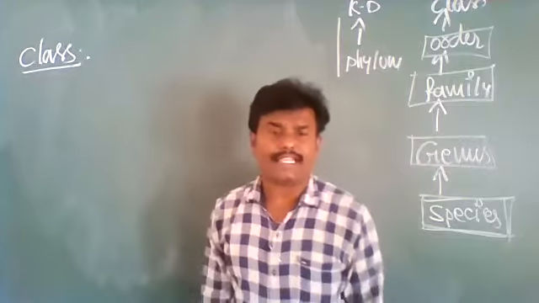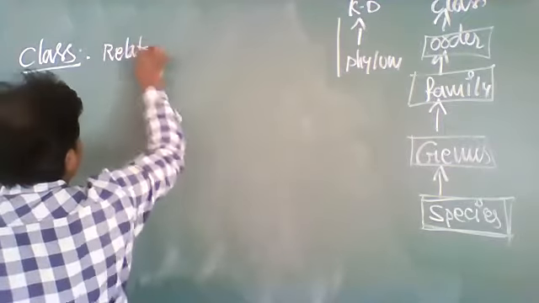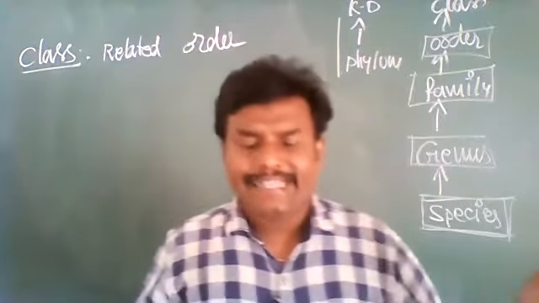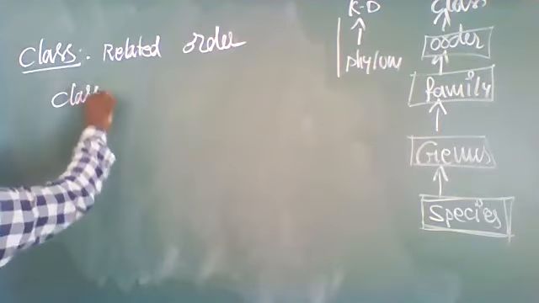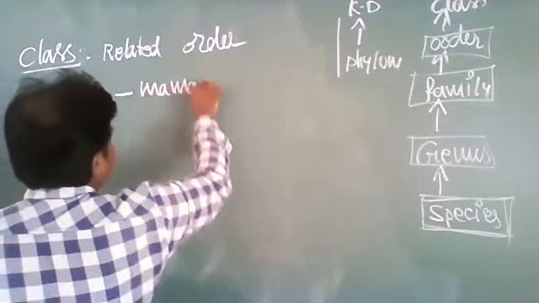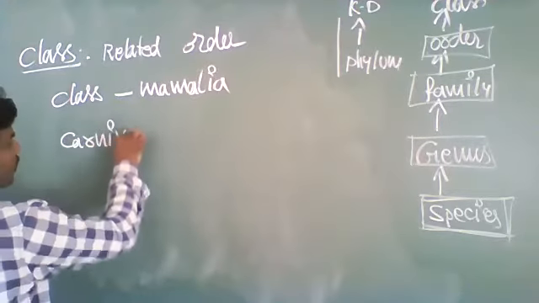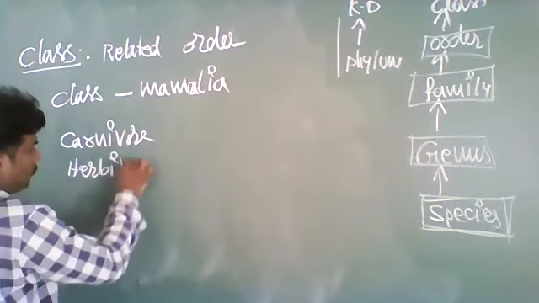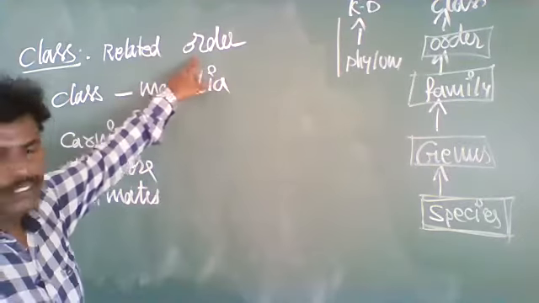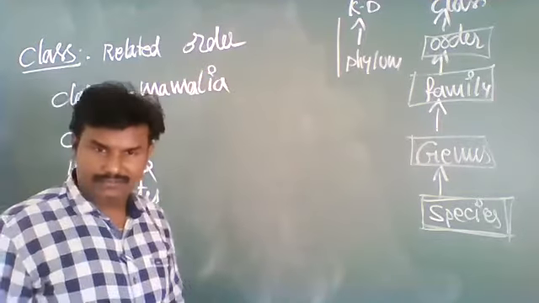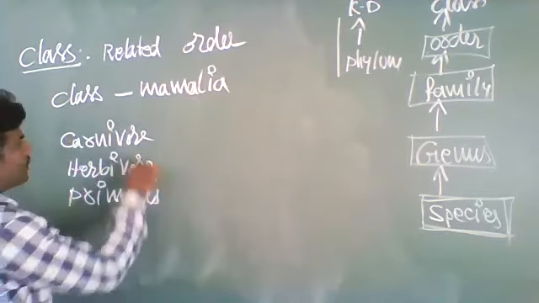The related orders are placed together in the same class. Not only that, a group of related living organisms is placed together in the same class. For example, the class Mammalia belongs to the orders Carnivora, Herbivora, and Primates. The class has a number of orders. These are all called orders, and these three belong to the class Mammalia.